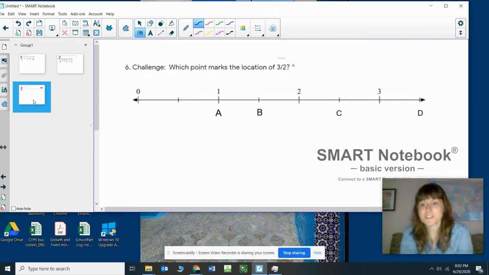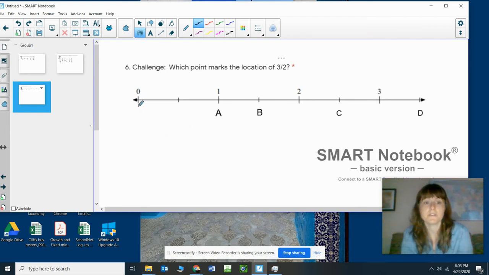Let's go ahead and do the challenge for those of you who like to do a little bit more. So when we look at this question, which point marks the location of 3/2? 3/2 is an improper fraction, meaning our numerator is greater than our denominator, and our fraction has a value that is greater than 1. So same thing, we need to figure out what our denominator is on this number line.